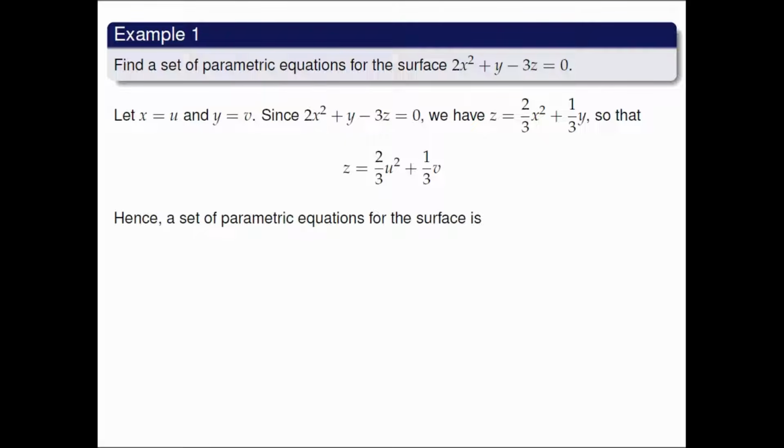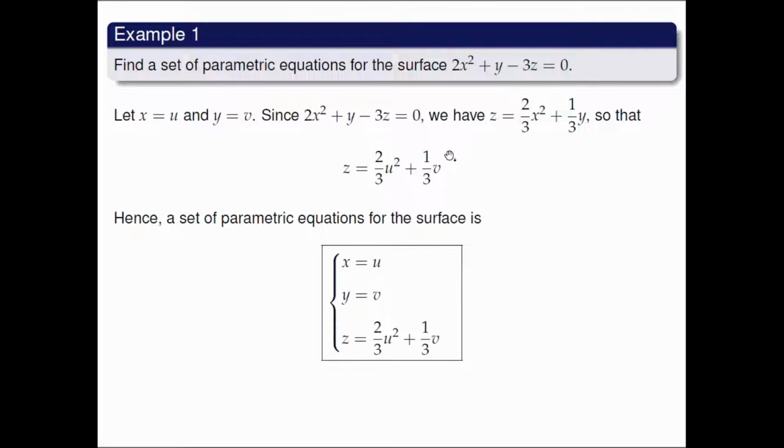Hence, a set of parametric equations for the surface. Gagamitin natin itong mga equations na to. Tapos ito. So we have x equals u, y equals v, and z equals 2/3 u squared plus 1/3 v.